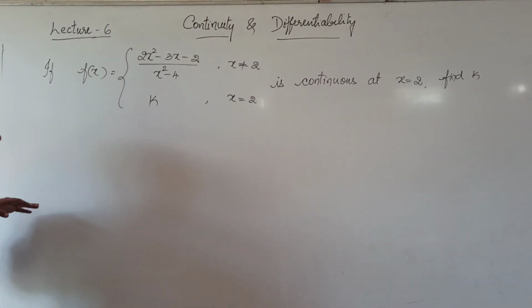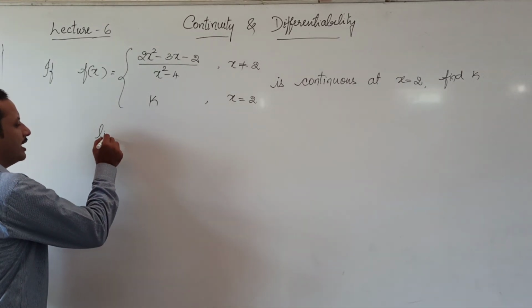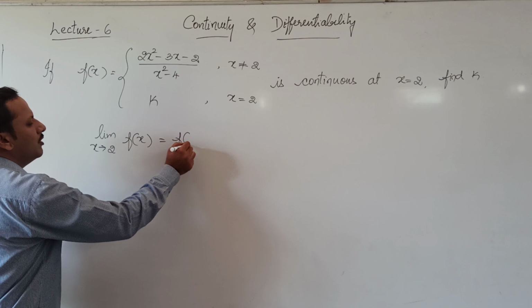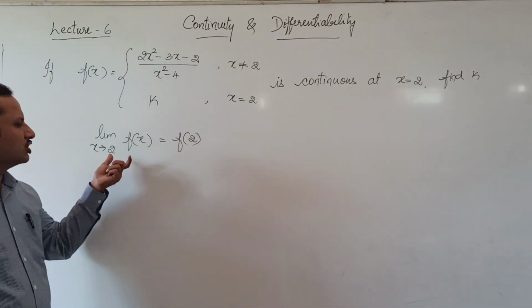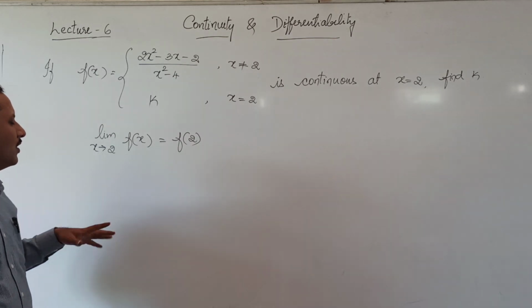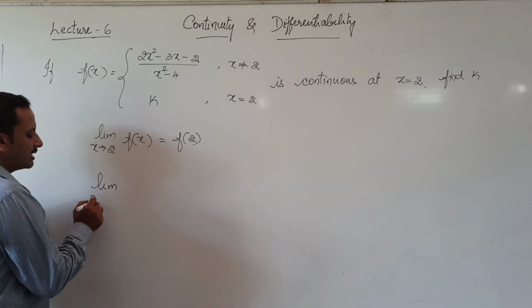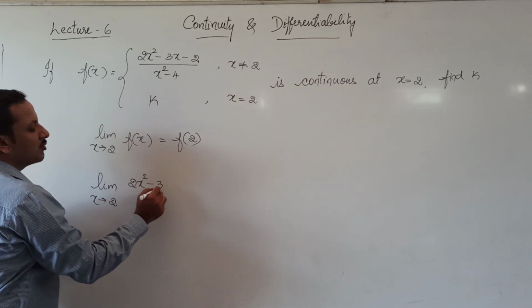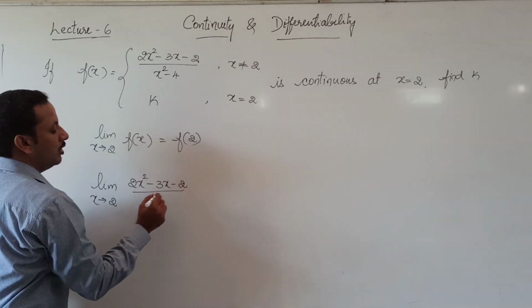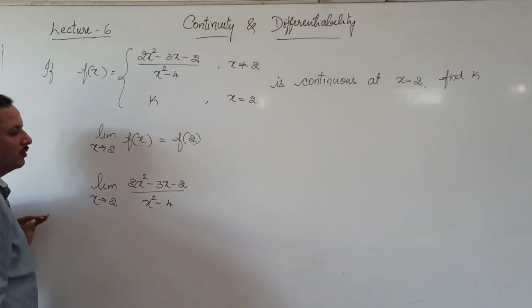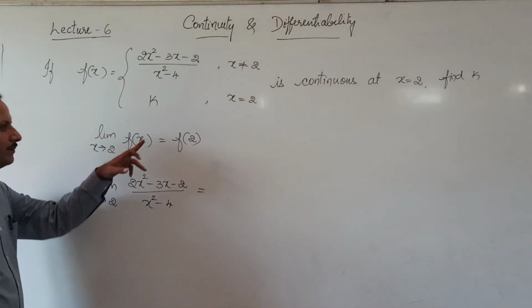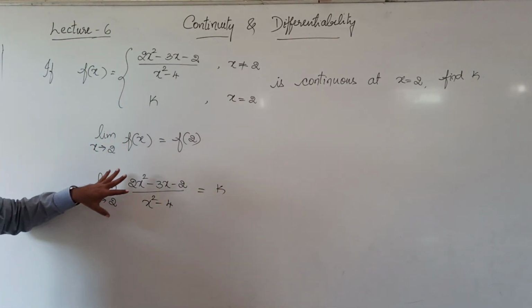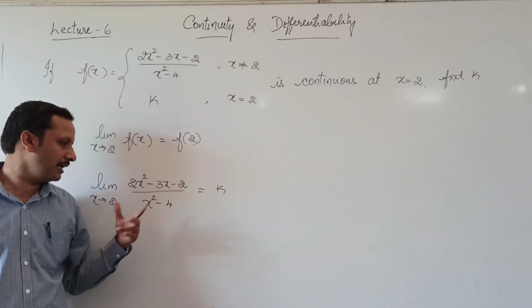Since f is continuous at x equal to 2, we can write limit x tends to 2 f of x is equal to f of 2. Now, limit x tends to 2 f of x, in place of f of x I will substitute 2x square minus 3x minus 2 divided by x square minus 4. That is equal to f of 2. At x equal to 2, the function is defined as k. So the limiting value of this will be equal to k.